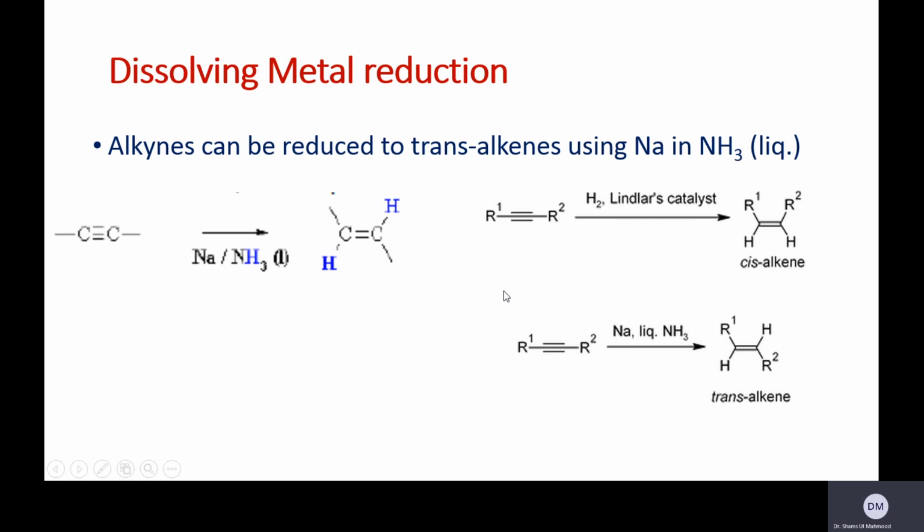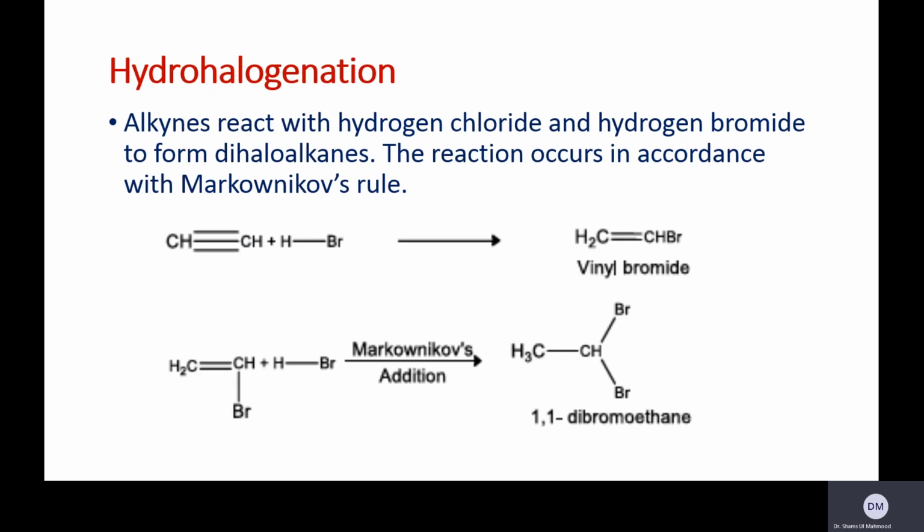So we must learn about that, because some question can be given that how can you convert alkyne into cis or trans alkenes. Then hydrohalogenation means addition of hydrogen as well as halogen. So addition of hydrogen and halogen, we get the dihaloalkane, and the addition takes place according to Markovnikov's rule.